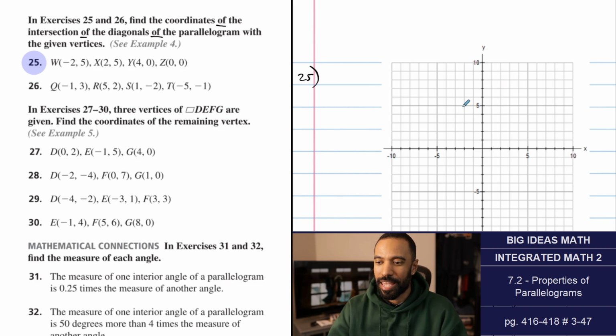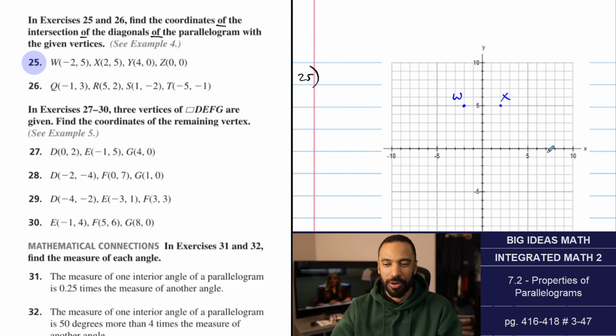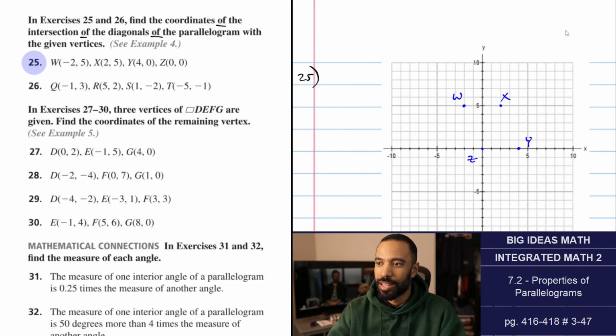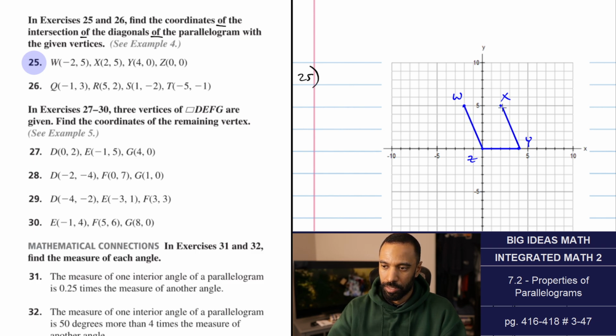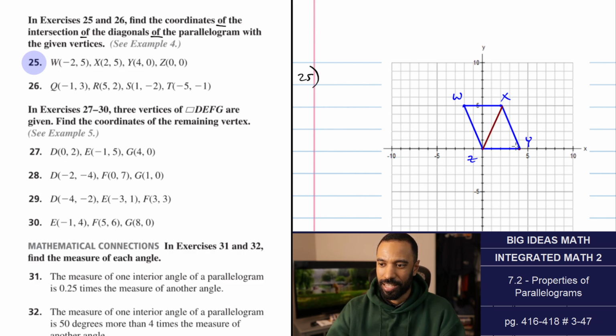We got W at negative 2, 5. X at 2, 5. Oh, never mind. It's a parallelogram. Y at 4, 0. And Z at 0, 0, the origin. We want to find them diagonals. Now, what we're going to do is actually draw those diagonals. You don't have to calculate anything to draw the diagonals. You just connect opposite things. Connect these and connect these.